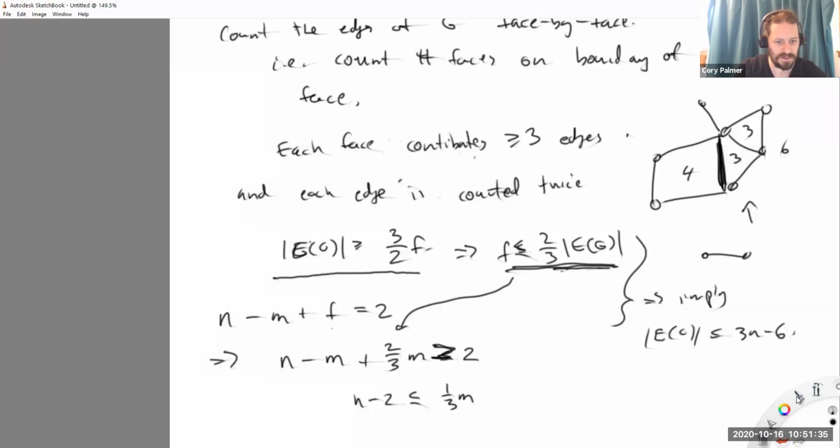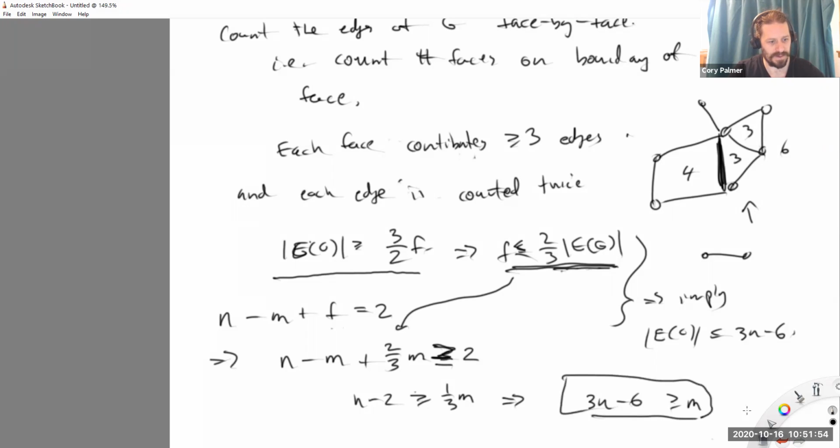Man, you know how many times I've flipped an inequality in this very specific thing in my career? I have the yips when it comes to this. All right, and now we've got it. Now we multiply both sides. So m is at most 3n minus 6. Voila. That's the end of the proof.